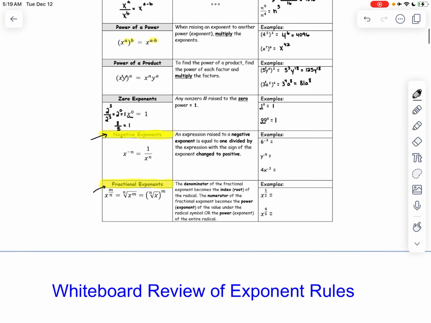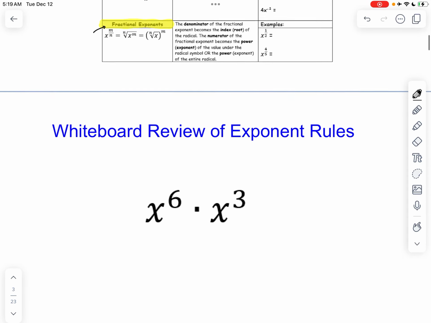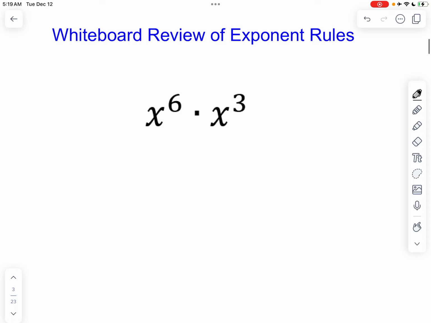So now what I would like you to do, since you only had that one sheet that you just worked off of, maybe take out a piece of paper, or if you want to write on the back of the sheet, we're just going to review some of these properties. I'm going to give you a couple of questions to try. Okay, so maybe pause the video, get yourself something to write on, and then give this first one a try.